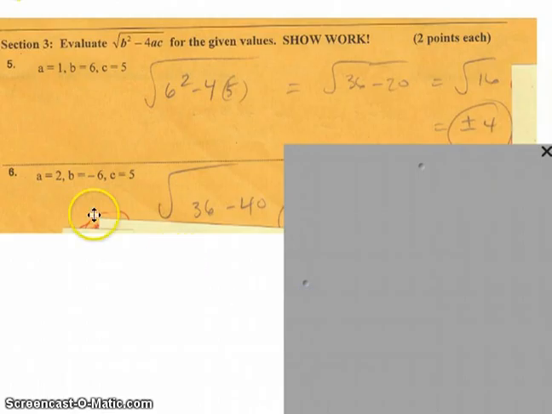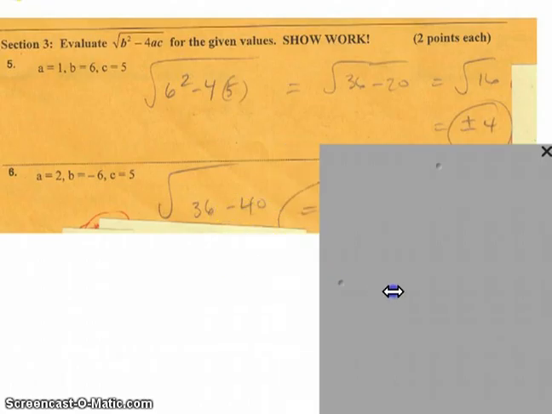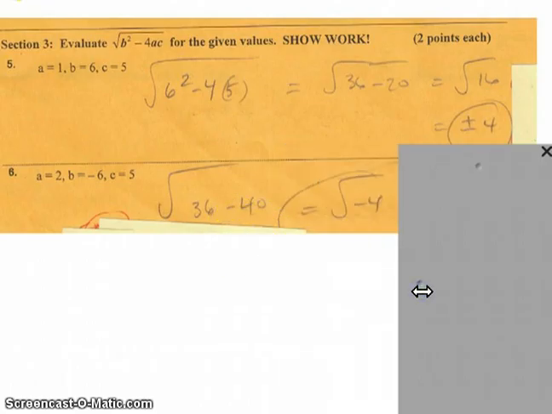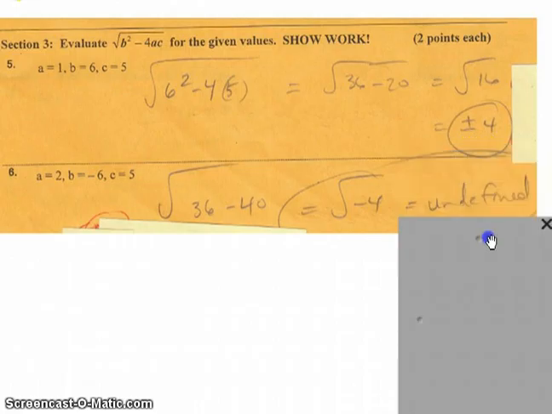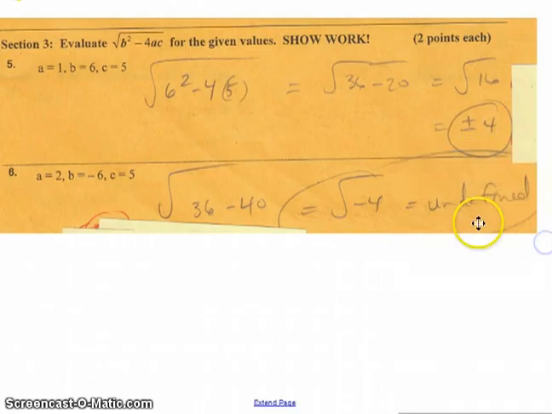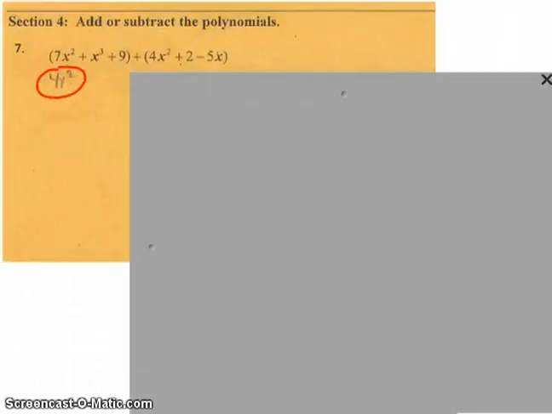On this second one here, plugging them in, again, b squared turns out to be 36, but this time minus 4ac is minus 4 times 2, which is minus 8, times 5, which is minus 40. 36 minus 40 is -4, and the square root of -4 is undefined. There are no square roots for a negative number. Moving on to the next one.